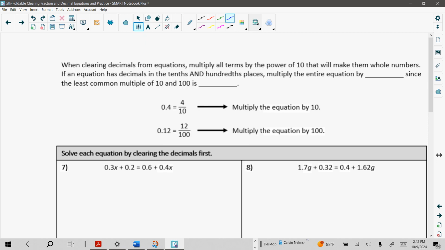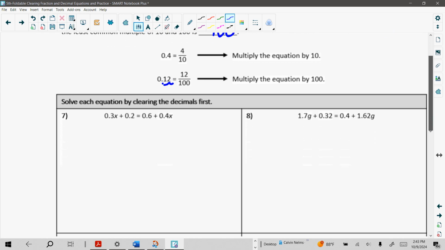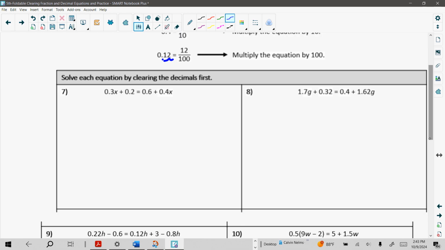On this, it says here, when clearing decimals from equations, you're going to multiply all terms by a power of 10 that makes the whole number. Now, right here, it says if an equation has a decimal in the tenths and in the hundredths place, because this is the greatest place value, you're going to multiply the entire equation by 100, since our least common multiple of 10 and 100 is 100. So I'm just going to review what we talked about on our foldable.